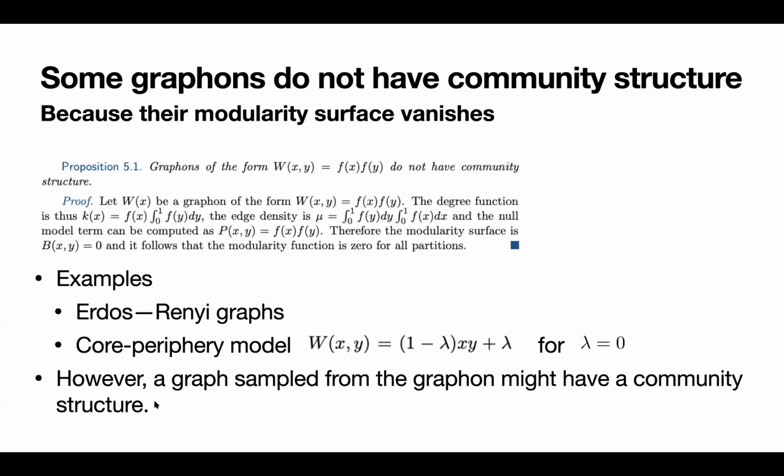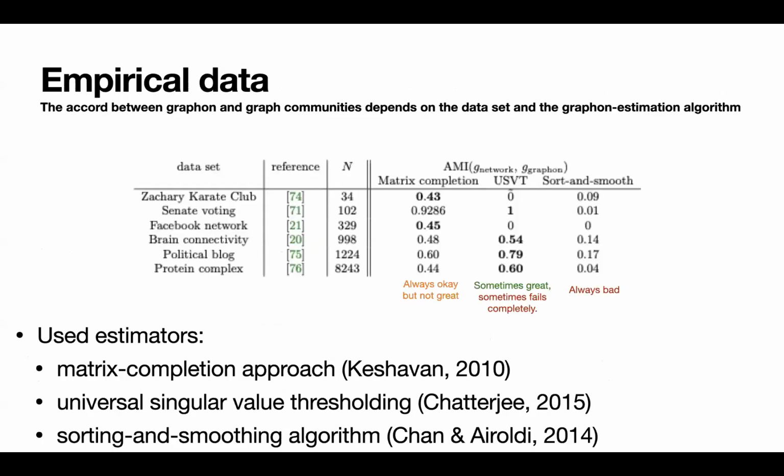However, keep in mind again that a graph sampled from a graphon might actually have a community structure. This is, for example, known for Erdős-Renyi graphs: if you sample a graph from an Erdős-Renyi graph, you're going to have some kind of optimal community structure, which, for example, optimizes the modularity. However, it is usually not statistically significant.